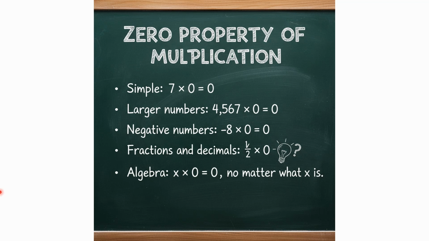It even works with algebra. X times 0 is 0, no matter what x is. X could be a million. It really doesn't matter.